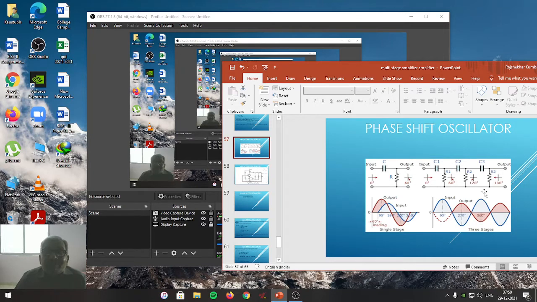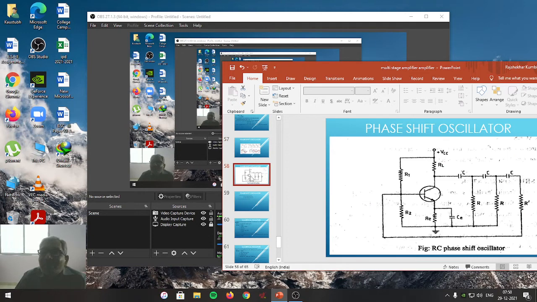Let us see how the actual phase shift oscillator looks. So this is the actual phase shift oscillator which is designed here.